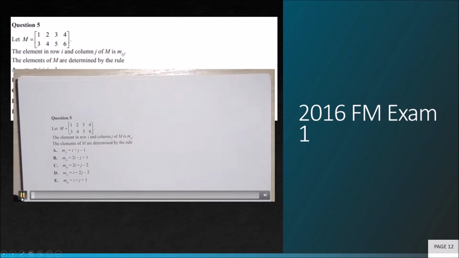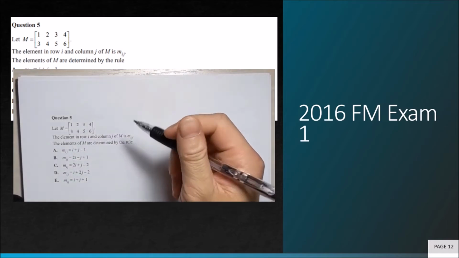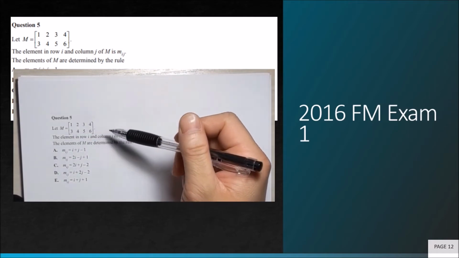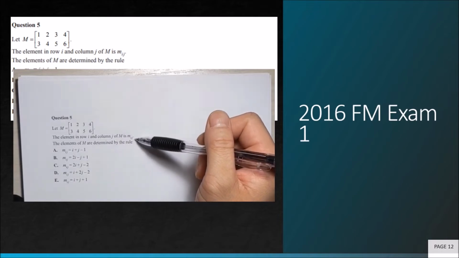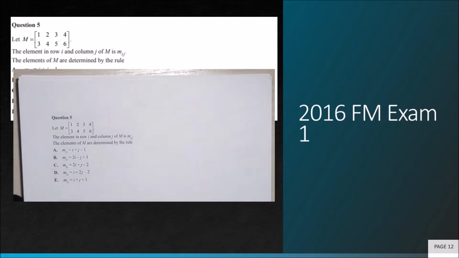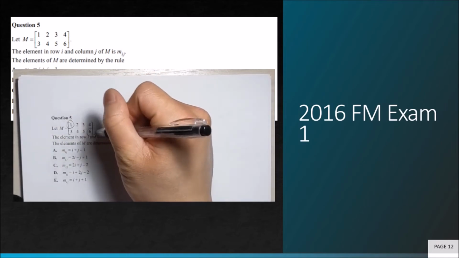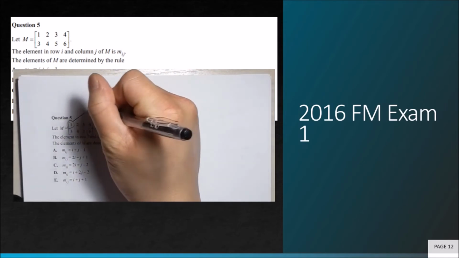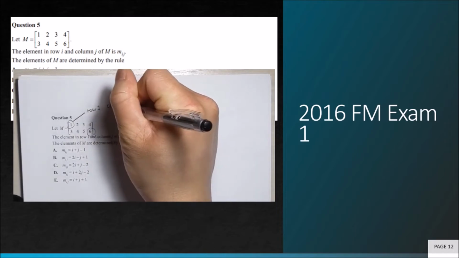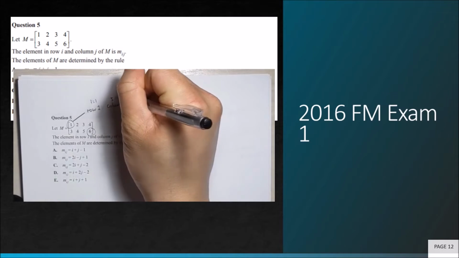This question 5 was a question from the 2016 Federal Maths Exam 1. We've got a matrix here which has an order of 2 by 4. The element in row i and column j of M is Mij. The elements of M are determined by the rule. Unfortunately for this one, you're going to have to check off each one at a time. I recommend maybe checking some extreme numbers. Let's check the first one and the last one. The first one is in row 1, column 1, which means i equals 1, j equals 1.